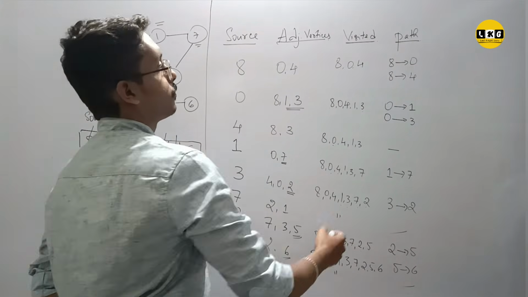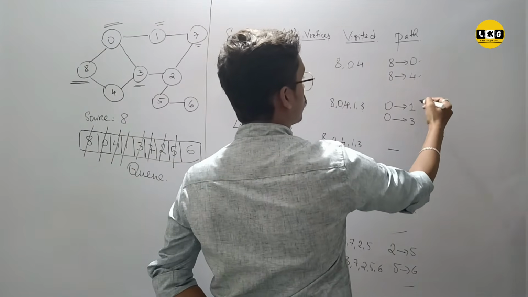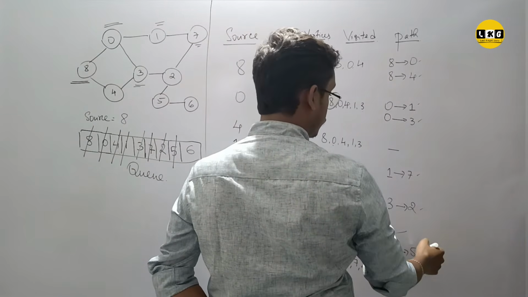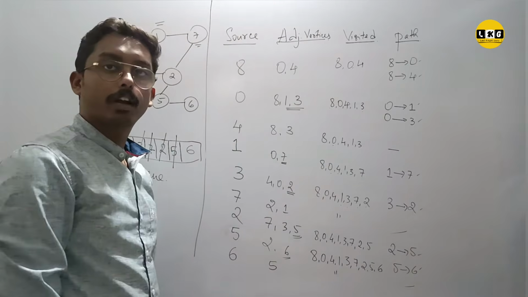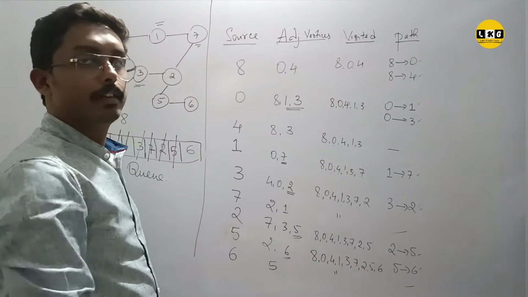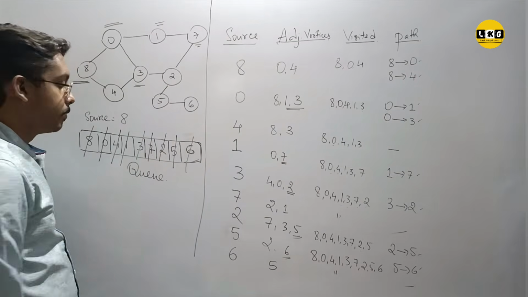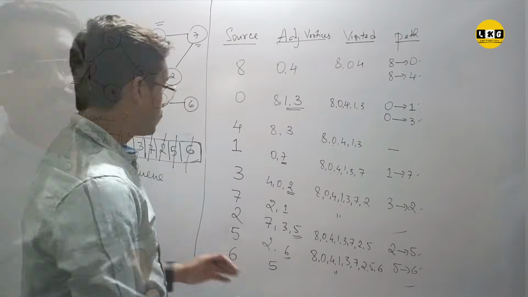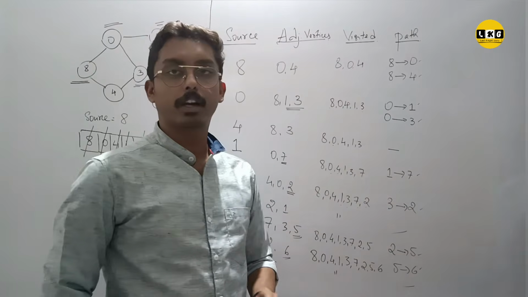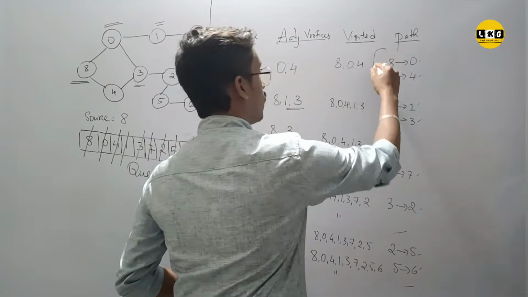Now count the number of paths we got. 1 2 3 4 5 6 7 8. We got 8 edges, right? We already know that this is the answer. So obviously 6 will be deleted from the queue. Once the queue is empty, we will stop our iteration. So these are our answer.